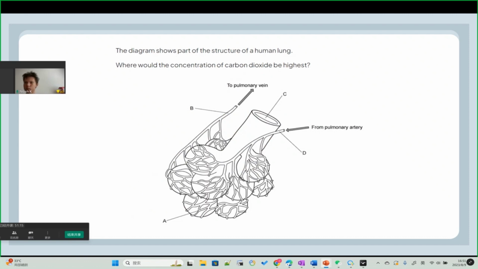And how about the alveoli? From the pulmonary artery. D. Very good. And why is that? Well, the CO2 accumulated from the cells hasn't had the chance to diffuse outwards into the alveoli yet.